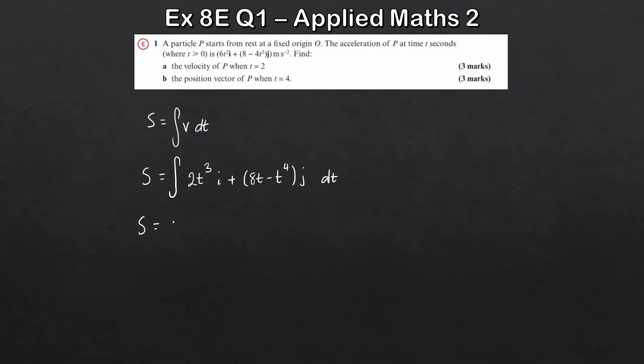So what I'll get is t to the 4 divided by 2, that's i still, plus add 1 to the power divided by the new power, so that'll give me 4t squared, like so. This minus t to the 4, I'll again add 1 to the power divided by the new power, so the integration is pretty standard. That's minus t to the 5 over 5. So I'll put a bracket around this, because this is my j component.